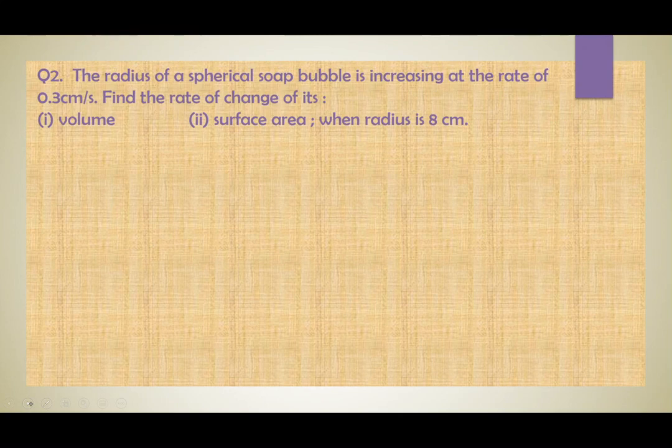Radius of a soap bubble is increasing at the rate of 0.3 centimeter per second. Find the rate of change of its volume and surface area when the radius is 8 centimeter. Okay, let's start with the solution. Now, let's identify what is given. The radius of a spherical soap bubble.